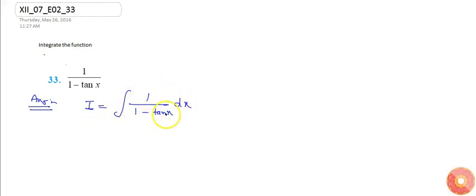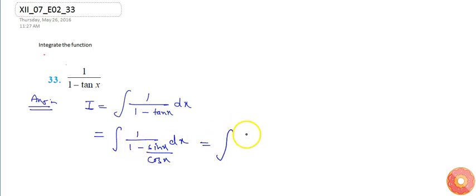In this question, I am not able to do the direct integration, so I have to use another method of integration. First I need to simplify and change the expression such that I can use the substitution method. Since tan x is sin x by cos x, it will be the integral of cos x by cos x minus sin x dx.